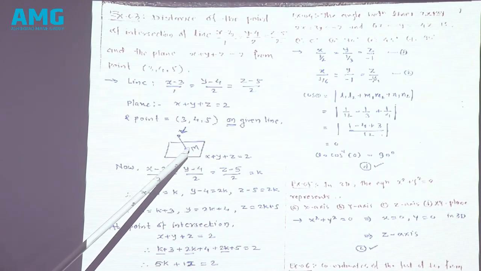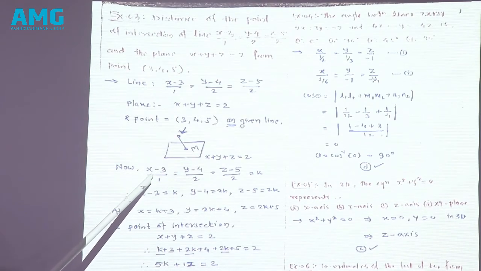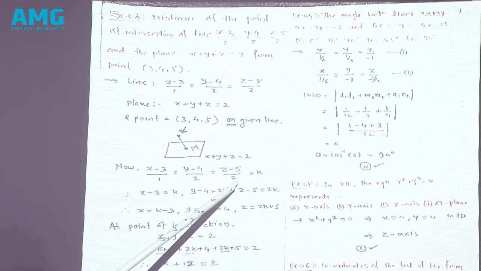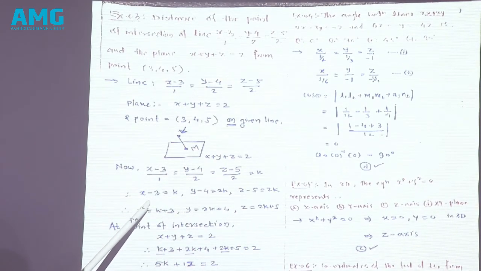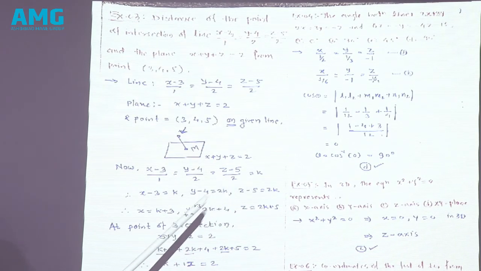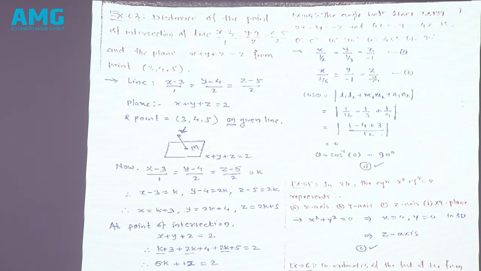But this M is present on the line, therefore we find the general coordinate. x minus 3 upon 1 is equal to y minus 4 upon 2, z minus 5 upon 2 is equal to k. When simplified, x minus 3 is equal to k, y minus 4 is equal to 2k and z minus 5 is equal to 2k.